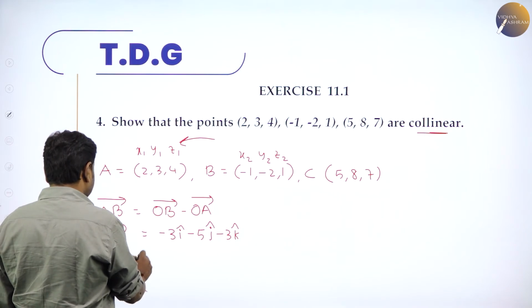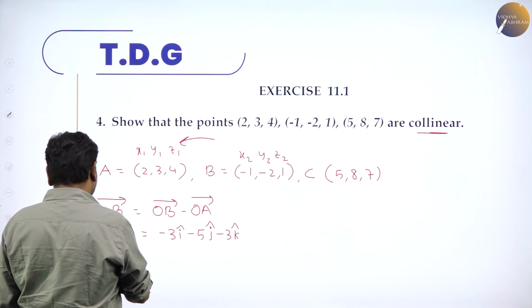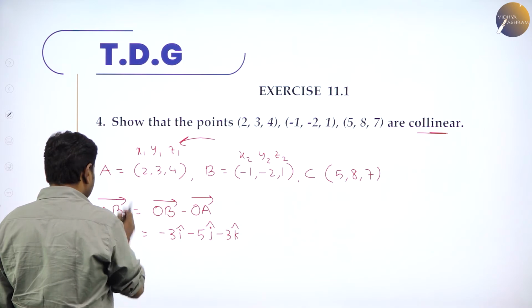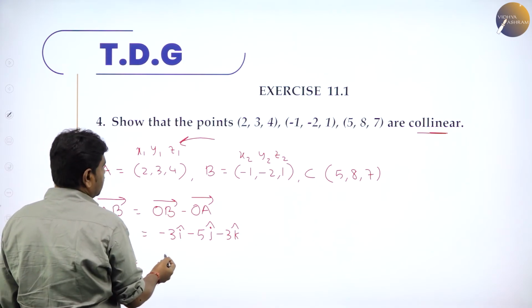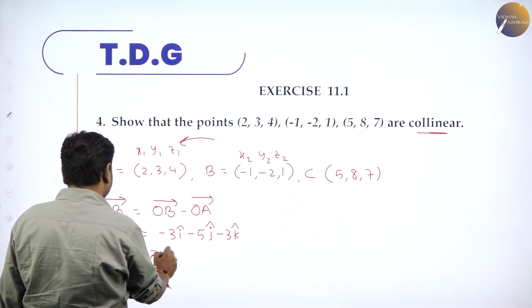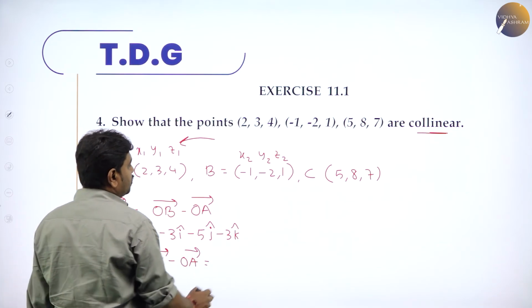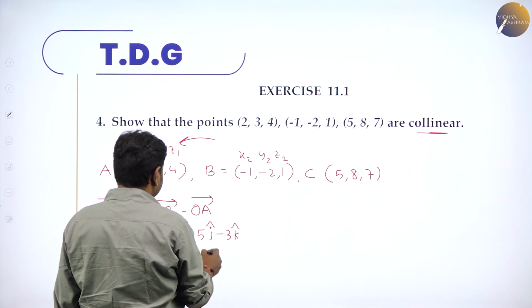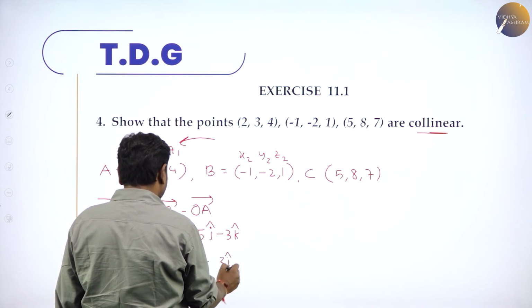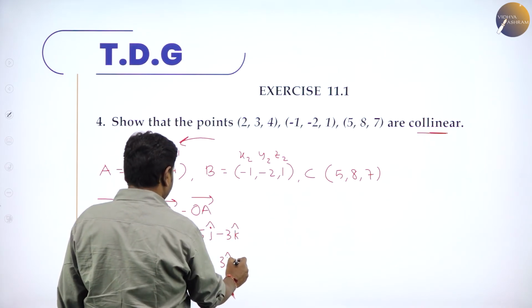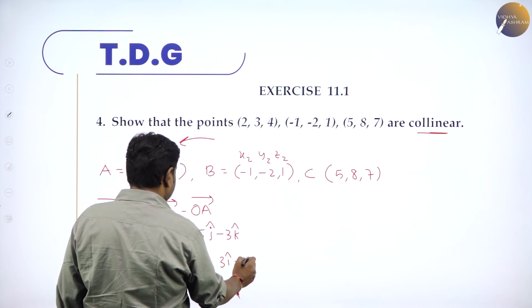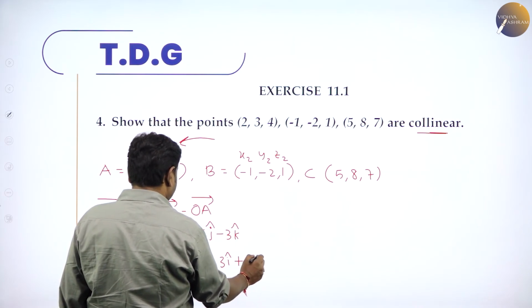Or AC, whatever. Or co-initial vectors. So I'll go for AC. AB, AC. AC means what? OC minus OA. There are two methods to solve this. OC minus OA means, that is 5 minus 2, 3 i. 8 minus 3, positive 5 j.